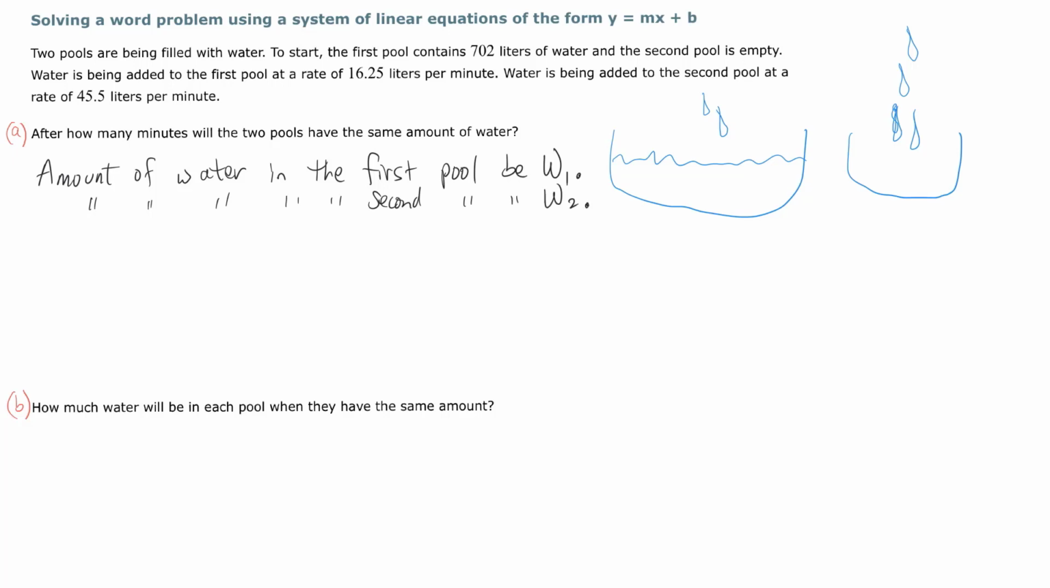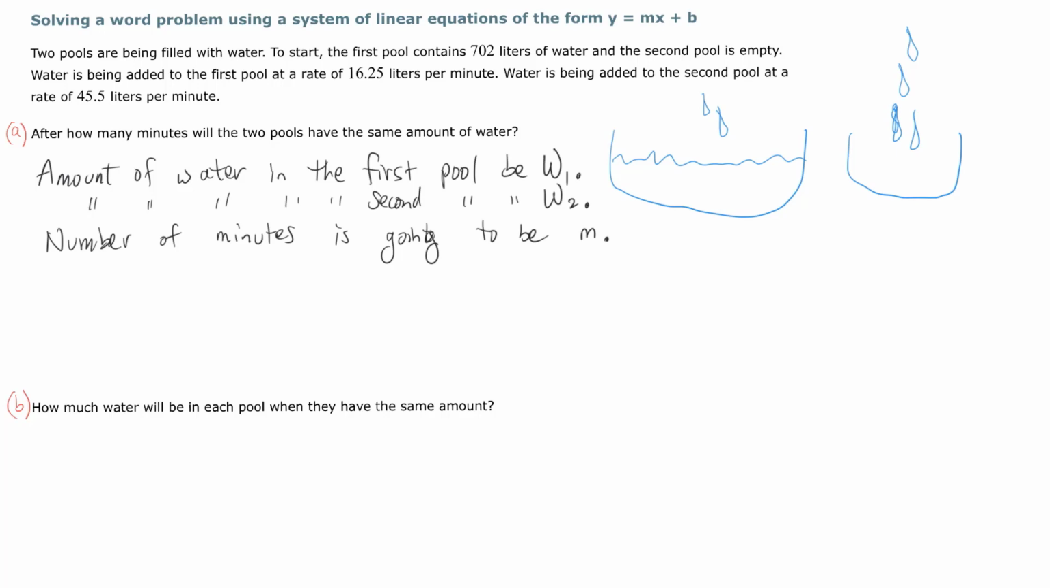We also need one more thing. We need another variable. In fact, it's going to be called the independent variable, and that is the number of minutes. The number of minutes is going to be little m.